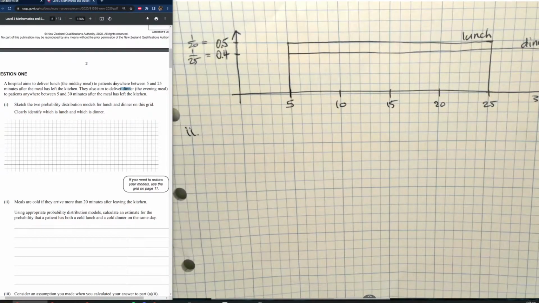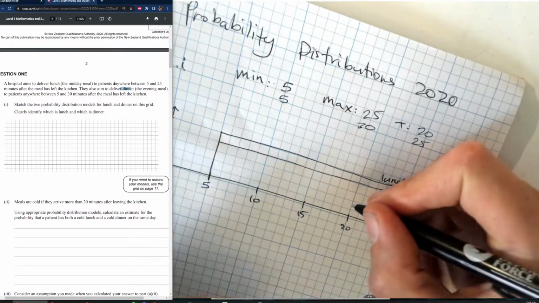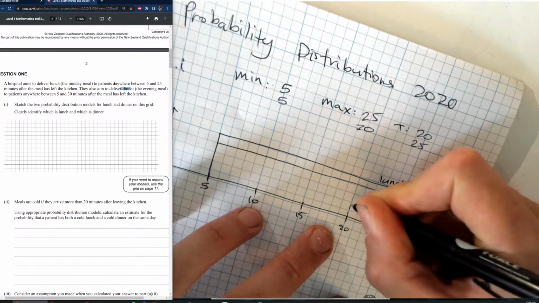Meals are cold if they arrive more than 20 minutes after leaving the kitchen. Using appropriate probability distribution models, calculate an estimate for the probability that a patient has both a cold lunch and a cold dinner on the same day. Okay, so 20 minutes. I'm going to draw one line going up here.